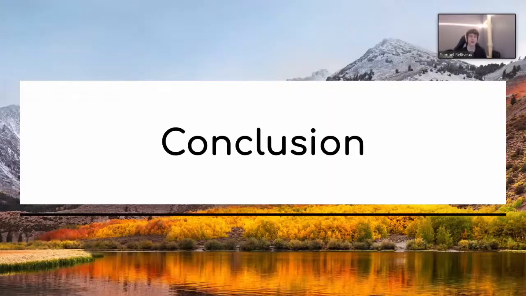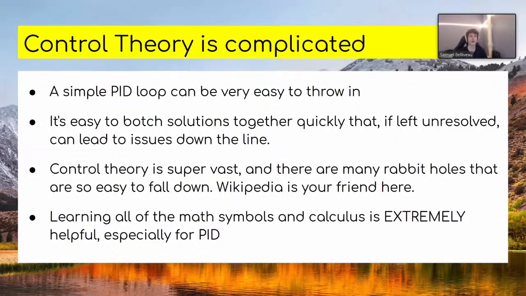But the conclusion: control theory is extremely complicated. A simple PID loop can be really easy to throw in, and it's really easy to botch these solutions, especially if they're quickly put together. And if we leave those solutions in the robot, they can cause particularly difficult issues to troubleshoot down the line.